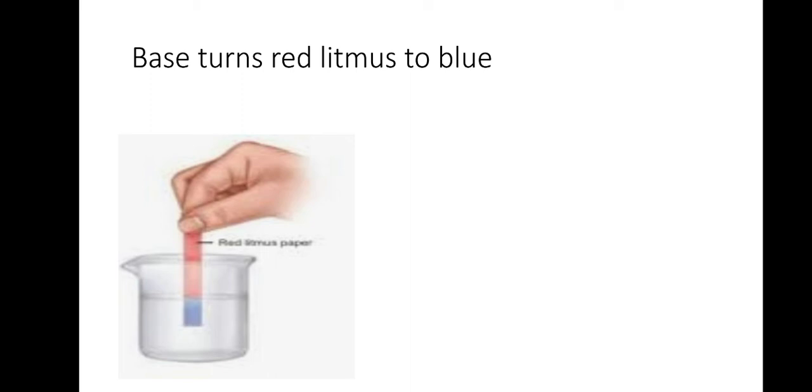With the help of litmus paper, we can easily identify which solution is basic and which is acidic. The substance which turns blue litmus to red is acid, and the substance or solution that changes red litmus to blue is basic.